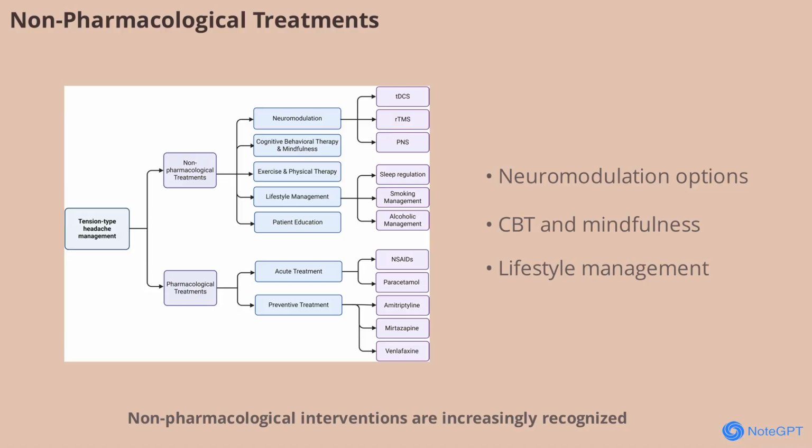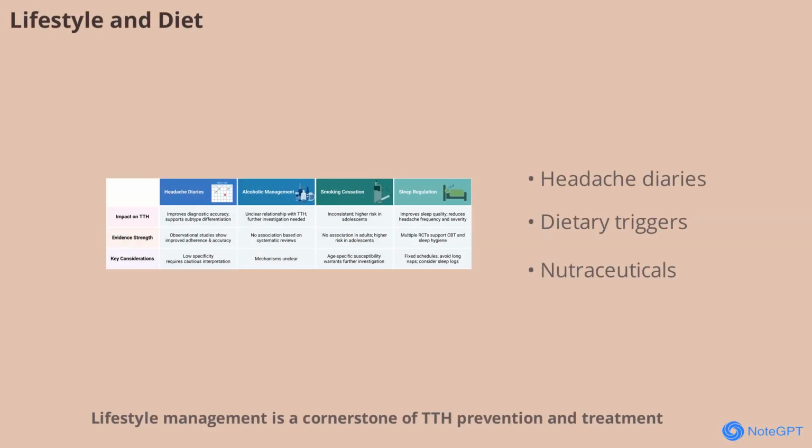Non-pharmacological interventions are increasingly recognized as valuable components of TTH management, especially for chronic or refractory cases. Neuromodulation techniques such as transcranial magnetic stimulation (TMS) and peripheral nerve stimulation (PNS) show promise in reducing headache frequency and intensity. Cognitive behavioral therapy (CBT), mindfulness, and lifestyle modifications like regular exercise, sleep hygiene, and stress management are also effective. These approaches can be tailored to individual patient needs and often complement pharmacological treatments, providing a holistic strategy for managing TTH.